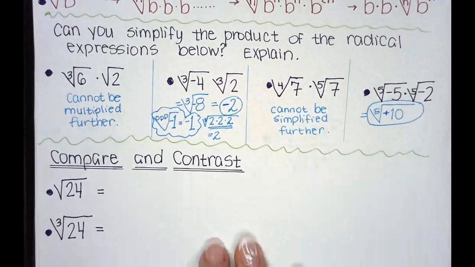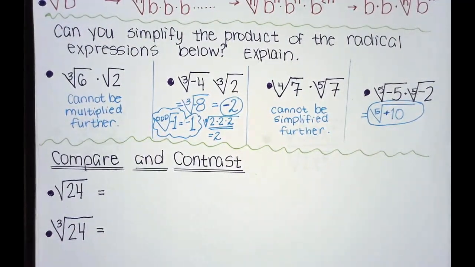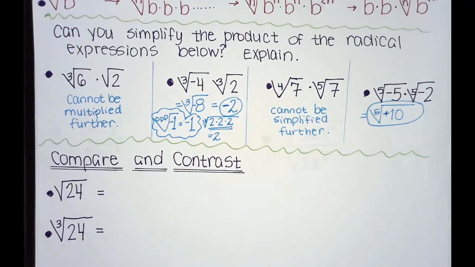Okay, we're going to do a little compare and contrast now. Square root of 24 versus the cube root of 24. When we're doing a square root, we're looking for something to a second power, or something to an even power, or something to a power bigger than 2, really. So I can help break this down a little bit more. And then here I have to go to a power 3 or more.